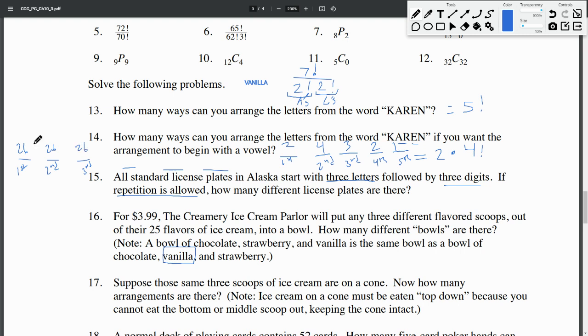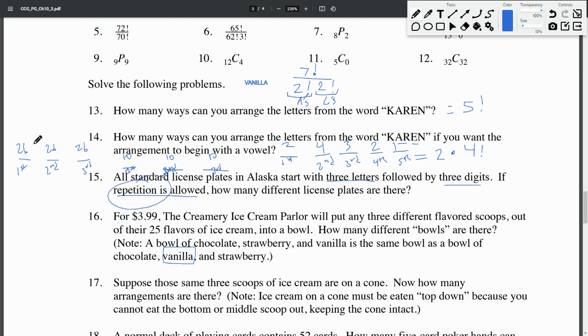For the digits, there are 10 total digits. So I have 10 choices for the first one, 10 choices for the second one, and 10 choices for the third one. So all you need to do is just multiply all these numbers together. It's a very big number, but that's what it is. It's just 26 times 26 times 26 times 10 times 10 times 10. And the only reason why is because repetition is allowed.